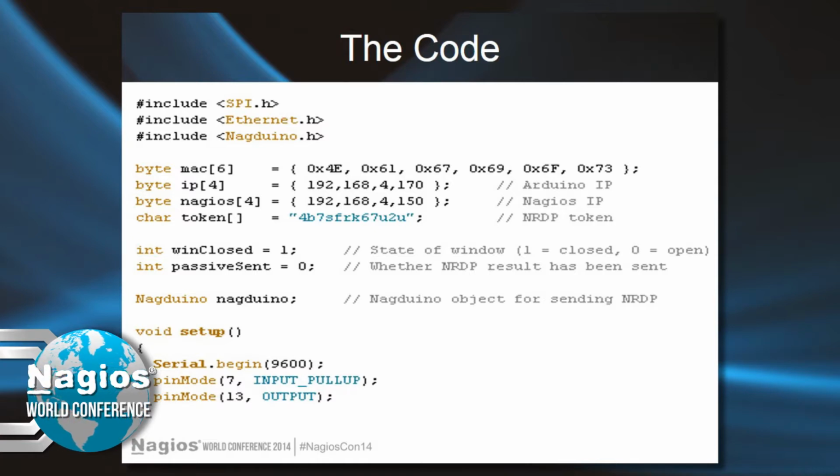2 variables there, window close. I set it to 1 because by default it's going to start off with the window being closed like that. And then passive sent, that's the latch I had mentioned. Has it already sent off the result? The part where it says Nagduino, Nagduino, no, you're not seeing double. That's just the C++ way of creating an object. And in my case, the object is being called Nagduino. And whenever you decide to call a function from that object, it's just going to be Nagduino dot whatever. Again, I'm not going to get too heavy into code. If you have questions, ask me later.